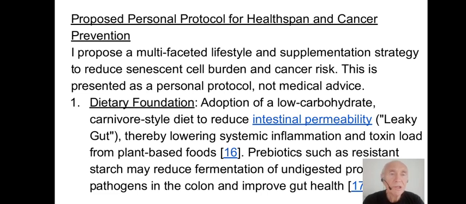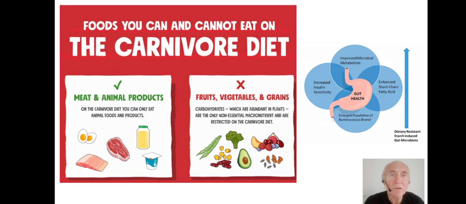Prebiotics such as resistant starch may reduce fermentation of undigested protein by pathogens in the colon and improve gut health. This is why I recommend a modified carnivore diet, with prebiotics, especially resistant starch like potato starch, together with ascorbic acid, and then it will work. I give reference to the scientific publications, but I use it a little bit more: different prebiotics together with large doses of ascorbic acid.